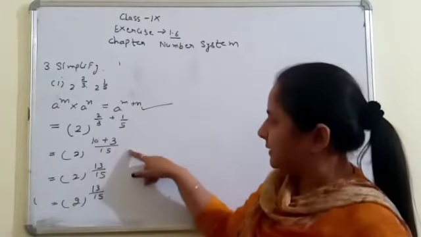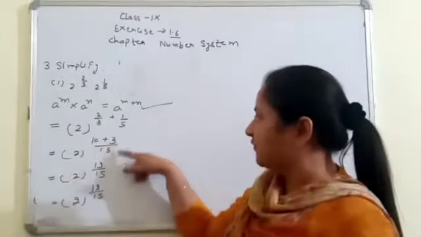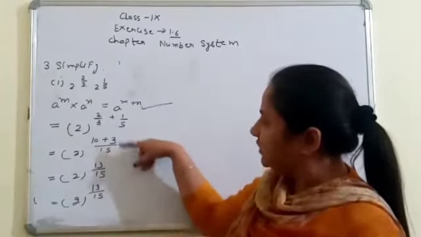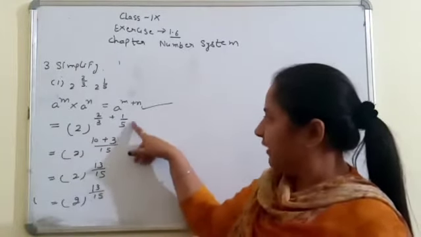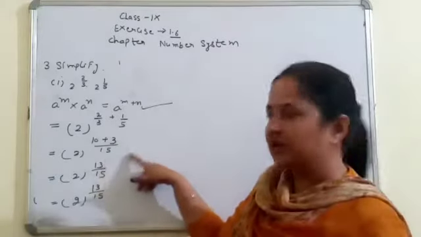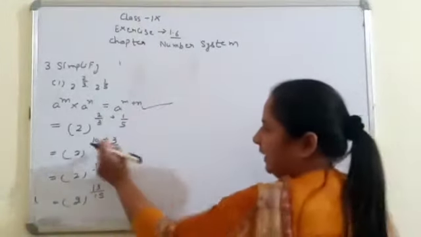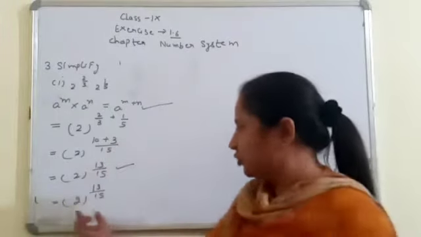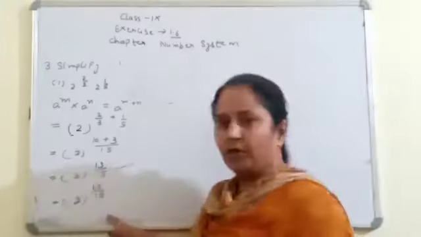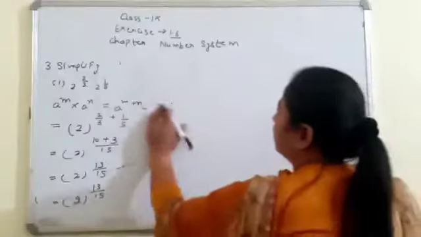Now solve it by taking the LCM. LCM of 3 and 5 is 15. Divide 15 by 3, 5 twos are 10. Similarly, 15 divided by 5 is 3 and 3 ones are 3. Now add them. 10 plus 3, 13 by 15. So result is 2 raised to power 13 upon 15. Now, second question.